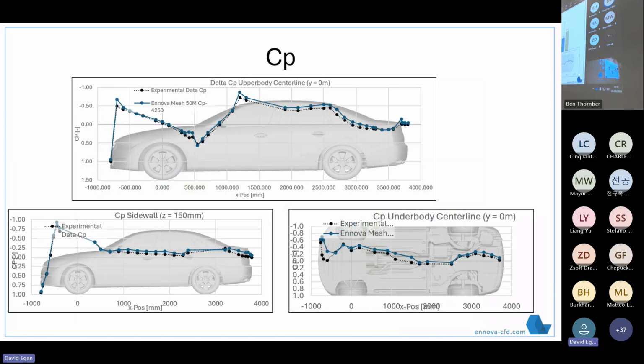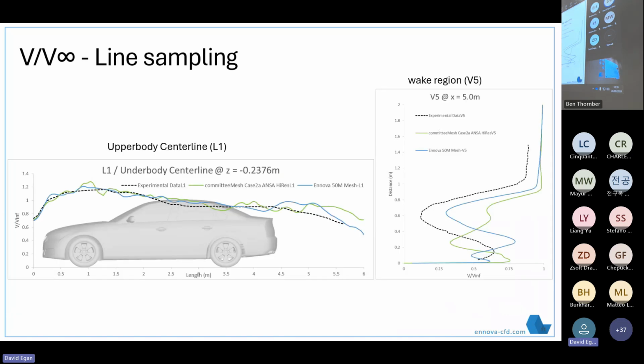I apologize if the graph is upside down. I'm from the aerospace side. We always plot minus CP, but that's the results that we got for the 52 million mesh against experimental data. And I think I got in the wake region.